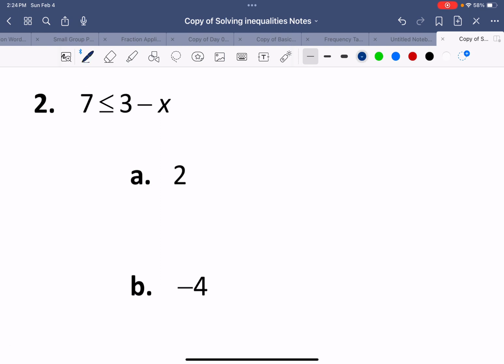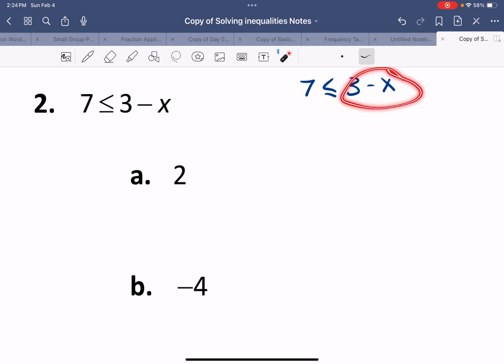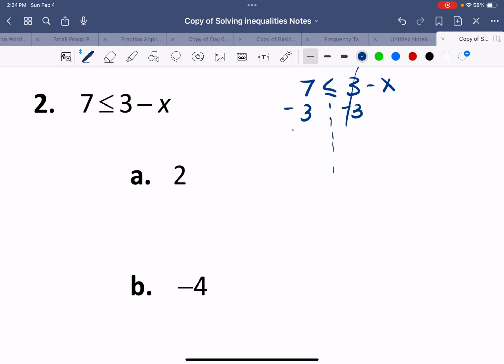All right, so 7 is less than or equal to, this time, 3 minus x. Well, I have a subtraction problem here. I'm going to get my number away from my letter. I'm going to subtract 3 from both sides. This becomes 0. This becomes positive 4 is less than or equal to negative x.